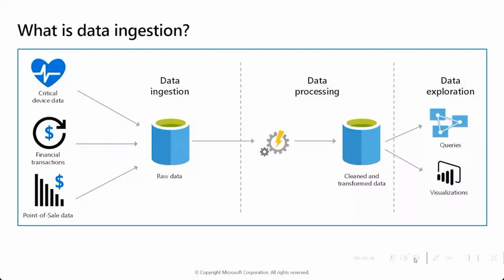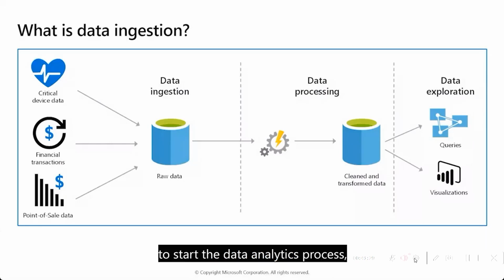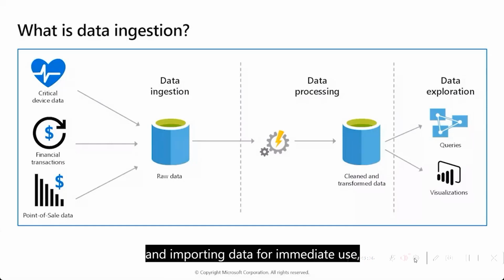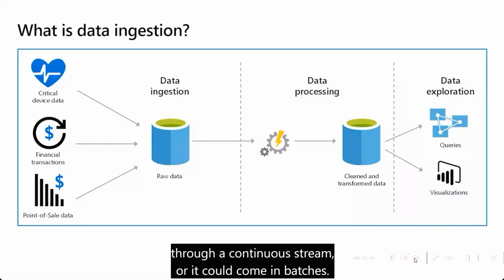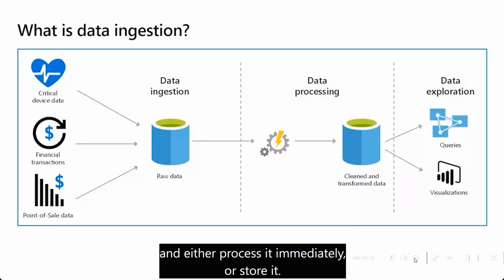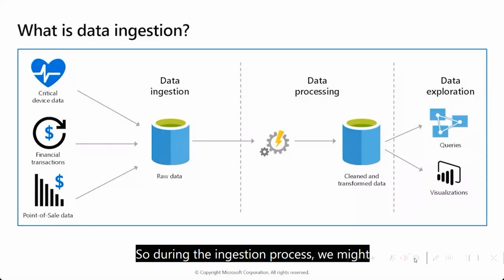Typically, to start the data analytics process, we begin with data ingestion. Data ingestion is the process of obtaining and importing data for immediate use, or we can store it in a database. During the data ingestion process, data could be ingested through a continuous stream, or it could come in batches. The purpose of the ingestion process is really to capture this data and either process it immediately or store it.